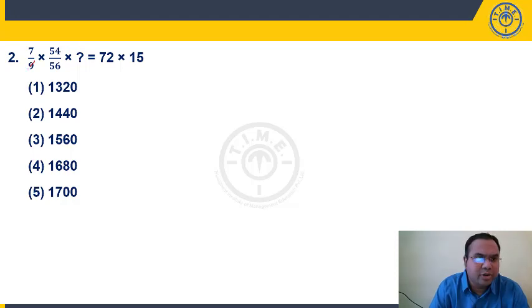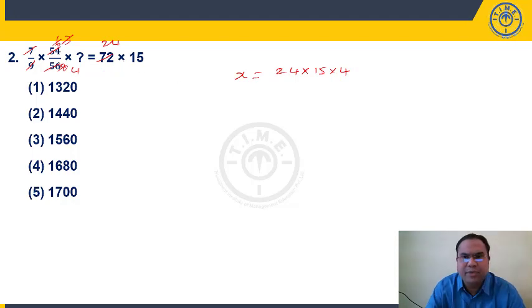Question number 2, students. 9 goes 6 times in 54. 7 goes 8 times in 56. So it is 3 by 4. So 3 goes 24 times. So what is my x value here? 24 into 15 into 4. This 4 goes this side: 3 goes 24 times, 4 comes this side. 24 into 15 into 4. 15 into 4 is 60.